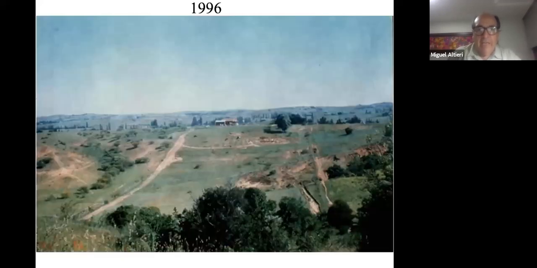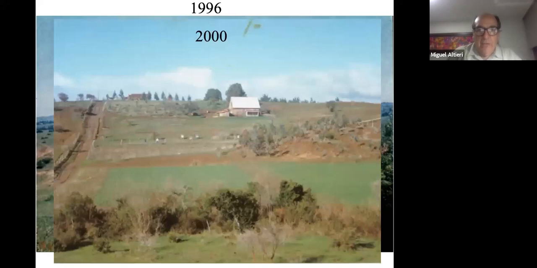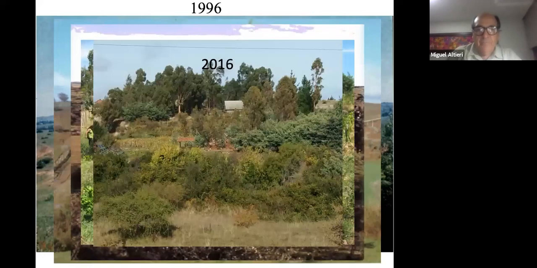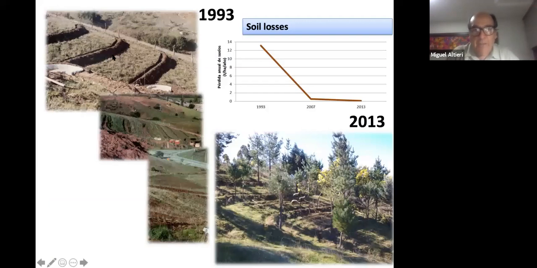This is 1990, this is 2000, this is 2007, 2016. And you can see that there has been a total restoration of that hillside. And they have measured the soil losses. They went down because they started doing practices like terracing and planting in contour. The crop production started going up.